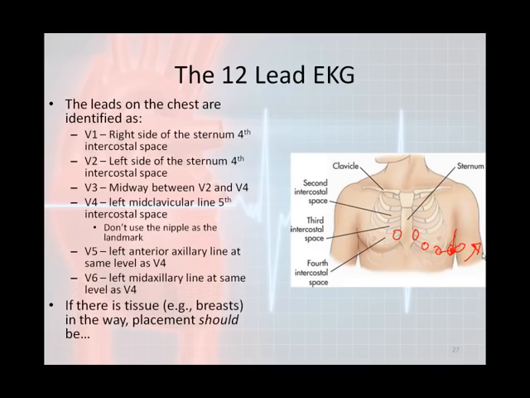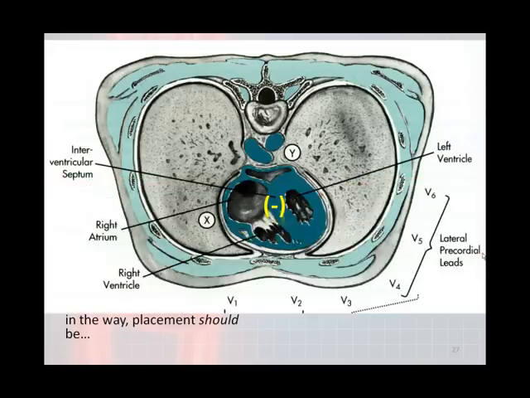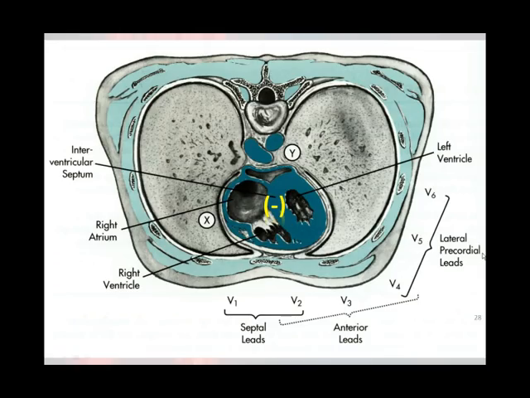Several people have asked me in the past, what happens if there is actually tissue, for example, breast tissue, on men or women that is in the way? Where should your placement go? Well, in the ideal situation, it should actually go underneath the tissue. Unfortunately, sometimes that is not a realistic option, but you can place the electrode as close as possible.